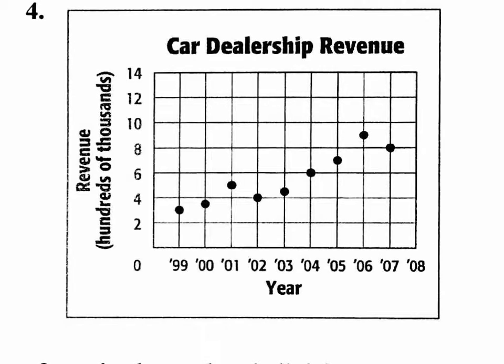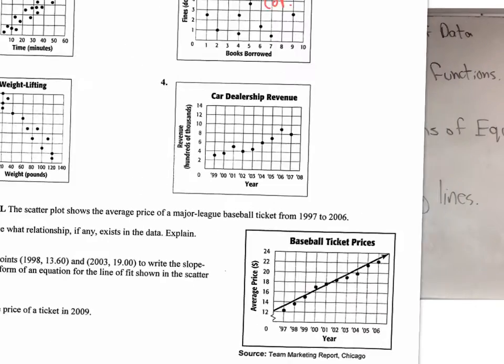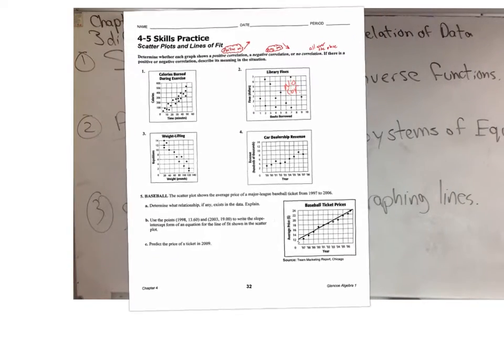How about this guy? Positive correlation or negative correlation? Positive, right? From left to right, it is going up. Now, what's your understanding of it? As the years go by on a car dealership, their revenue increases. As the years go by in a car dealership, their revenue increases. That's the positive correlation. So let's move on, not spend that much more time on that one.